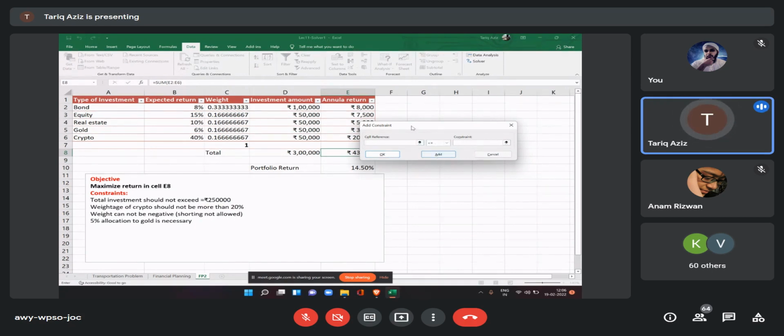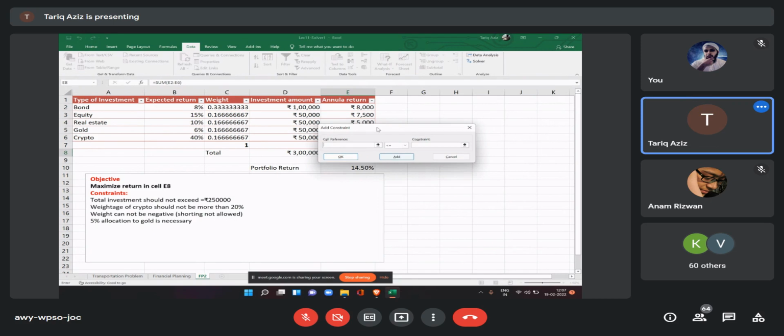After specifying the second constraint, the third constraint is that weight cannot be negative. So weights are here. I will select these weights, and they should be equal to or more than 0. More than 0 means positive, so these weights should be positive. So I have added this constraint also.